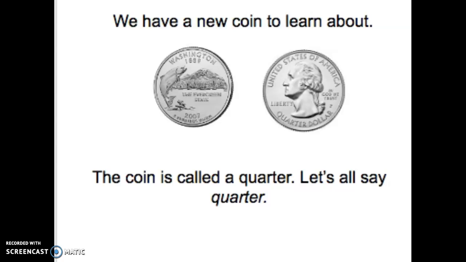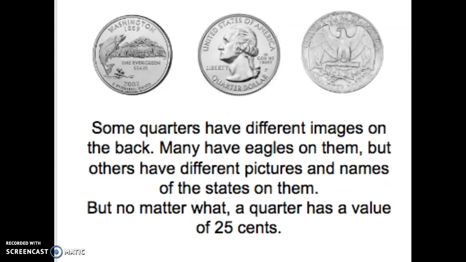We have a new coin to learn about. The coin is called a quarter. Let's all say quarter. Some quarters have different images on the back. Many have eagles on them, but others have different pictures and names of the states on them. But no matter what, a quarter has a value of 25 cents.